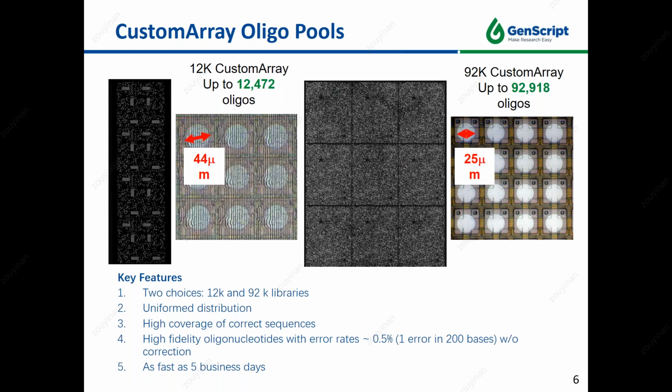This helps maintain a sustained quality of our oligo library, often resulting in an error rate as low as 0.5%, meaning one error in 200 bases without correction. At last, we can achieve the synthesis of oligo for library construction within a rapid turnaround time. For 12K chips, we can finish the synthesis as fast as 5 business days.